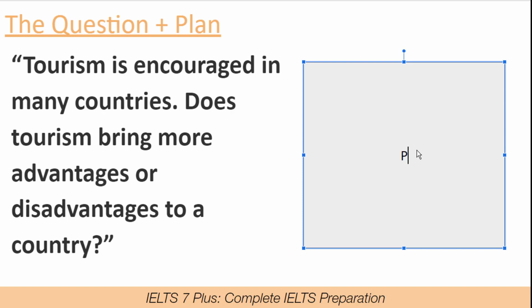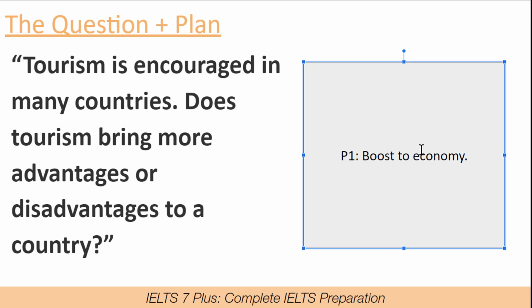Okay, well, let's just write P1. You can write SP, supporting paragraph 1, P1 is the same, no problem. And I'm going to basically explore the advantages of tourism in paragraph 1. So what are some of the advantages? The first thing I'll say is boost to economy. Economy, there we go. Boost to economy.